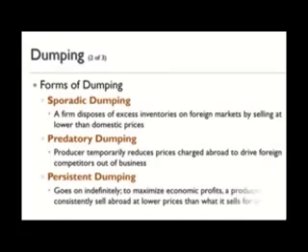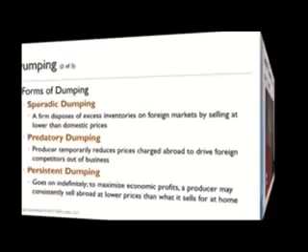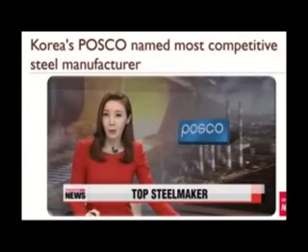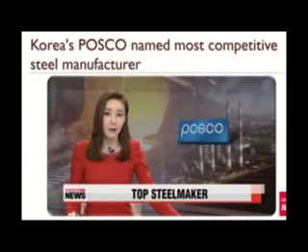Persistent dumping, as the name implies, is a form of dumping carried out on a regular basis. This form of international price discrimination enables a firm to establish different market prices based on the elasticity of demand in each market separately, not just on straight marginal cost considerations.